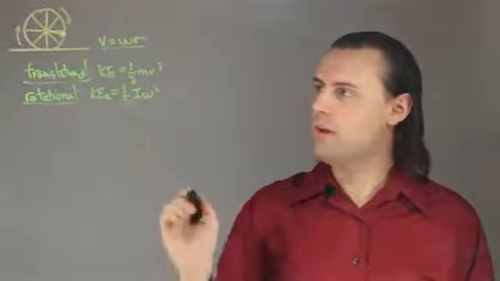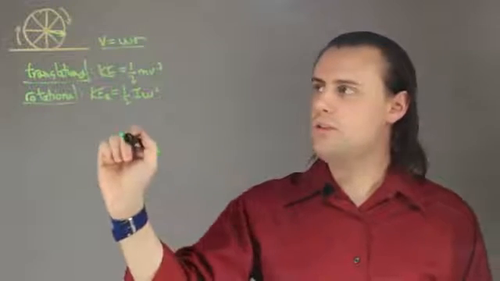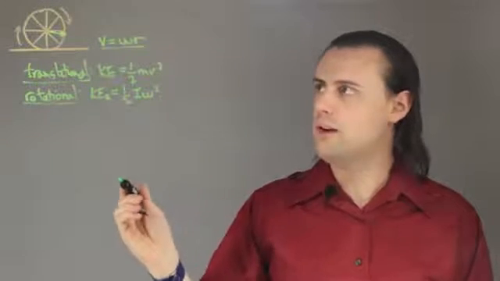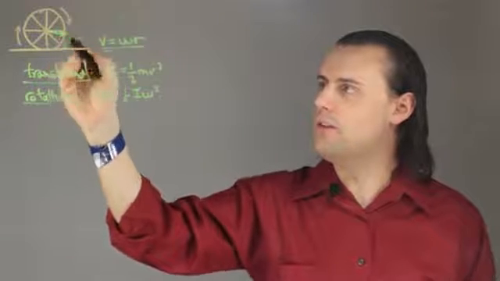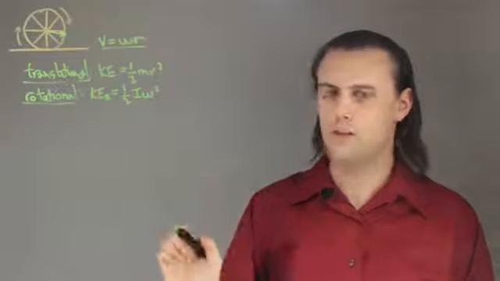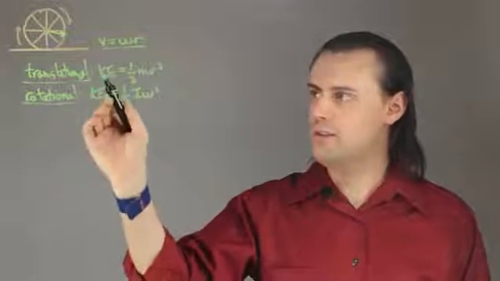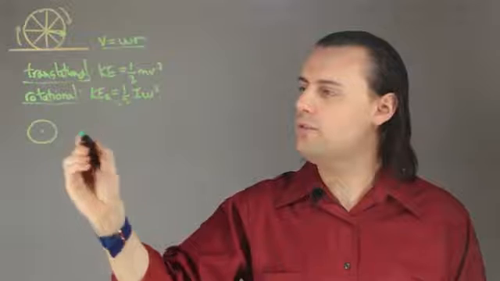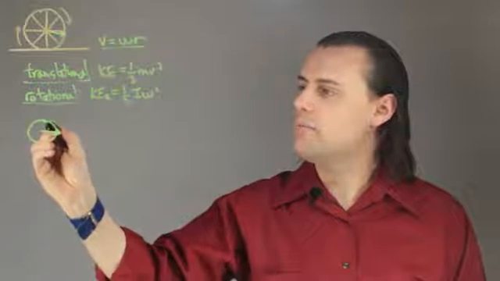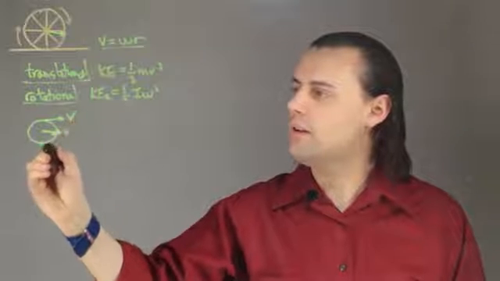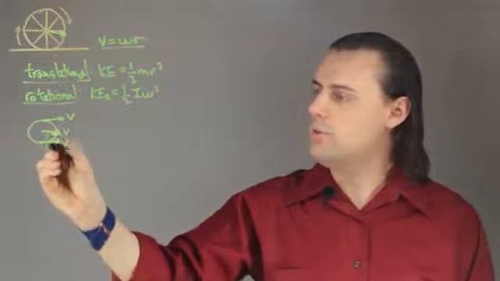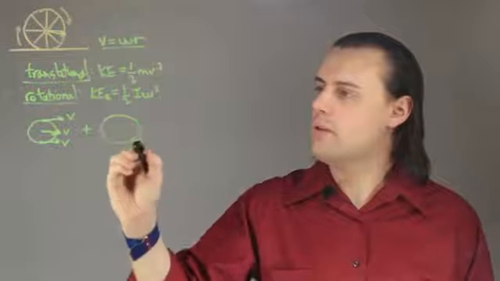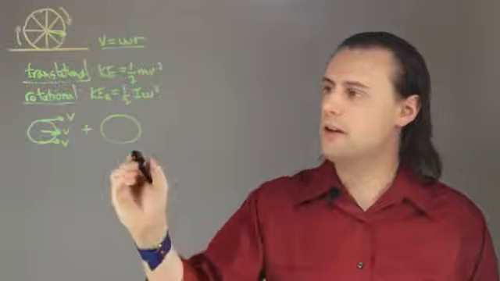So, if we're considering rolling without slipping, then we want to add these two energies to get the total kinetic energy, but we also want to understand the relative velocities of the mass at different points along this wheel. So in the case of translational kinetic energy, we have a wheel that's moving from left to right, and it will be moving with a velocity v. So each of these 3 points is moving at the same velocity, but we also have to add the result of the rotational kinetic energy.